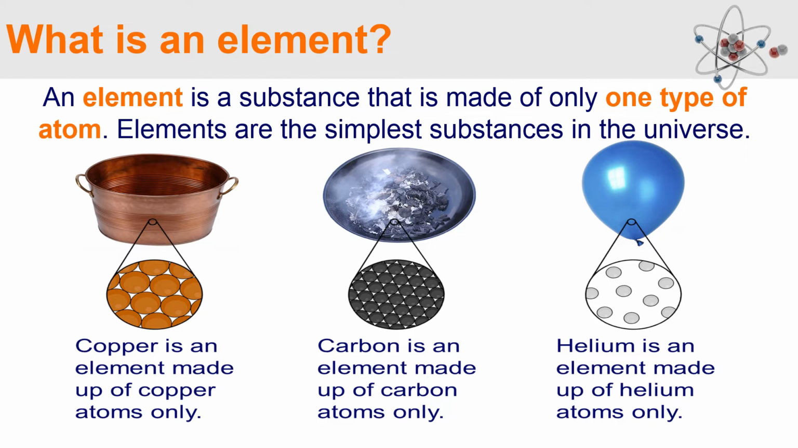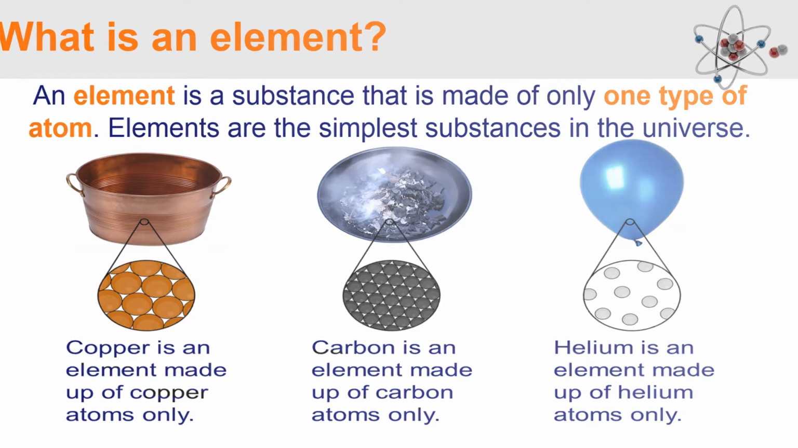Take this material as an example. Copper is an element made up of copper atoms only. And carbon is an element made up of carbon atoms only. The same goes with helium. It is made up of only helium atoms.